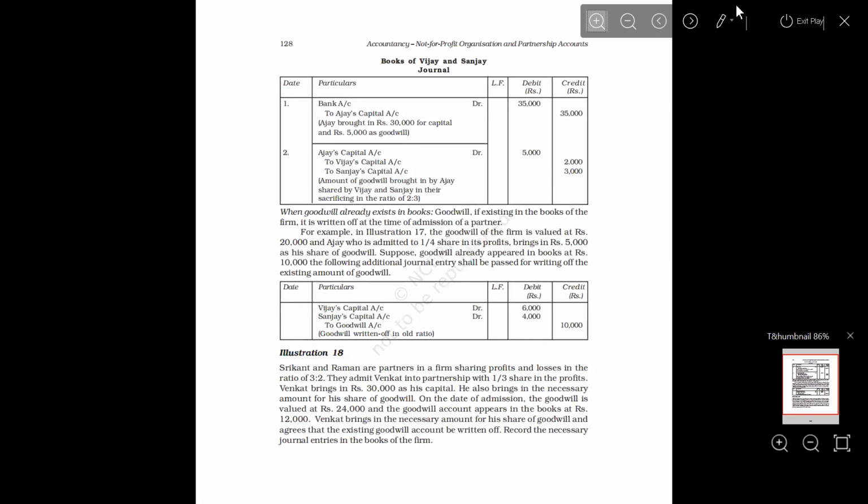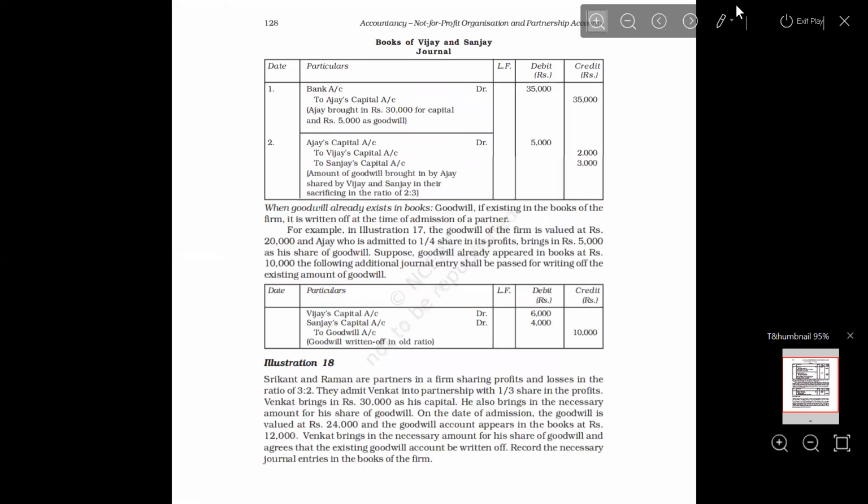Srikant and Raman are partners in a firm sharing profit and loss in the ratio of 3:2. They admit Venkat into partnership with 1/3 share in the profit. So Venkat brings in 30,000 as his capital. He also brings in the necessary amount for his share of goodwill. On the date of admission, the goodwill is valued at rupees 24,000.